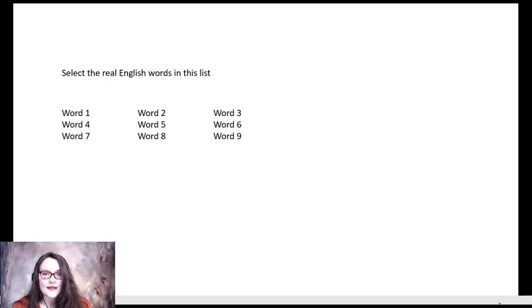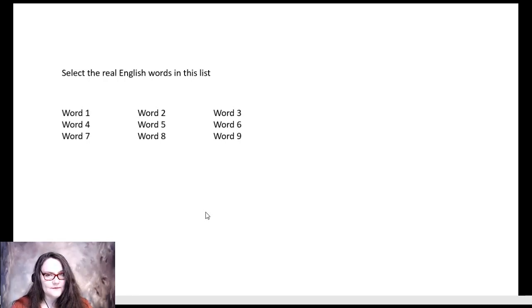Word 4. Realization. Word 5. Propagate. Word 6. Consider. Word 7. Idiosyncratic. Word 8. Fibernal. And word 9. Facilitate.